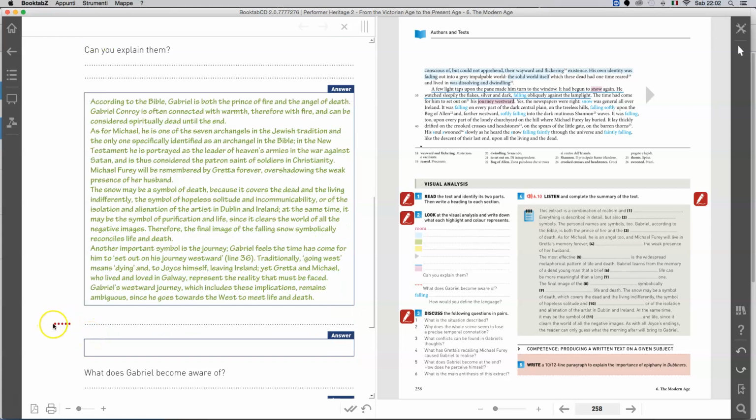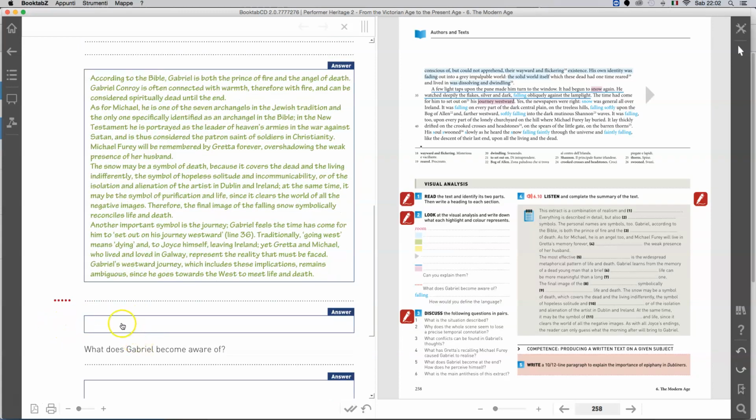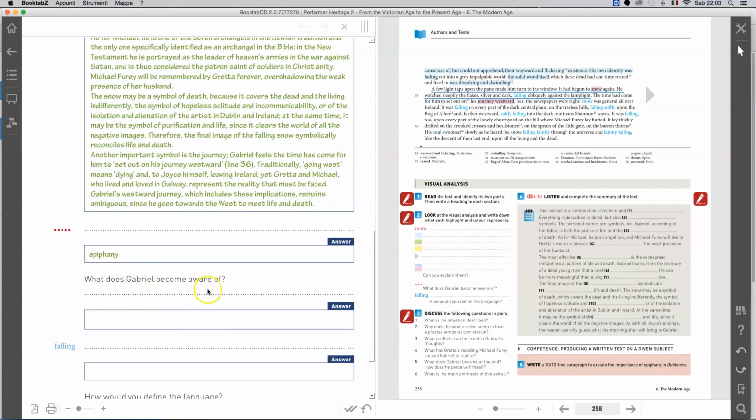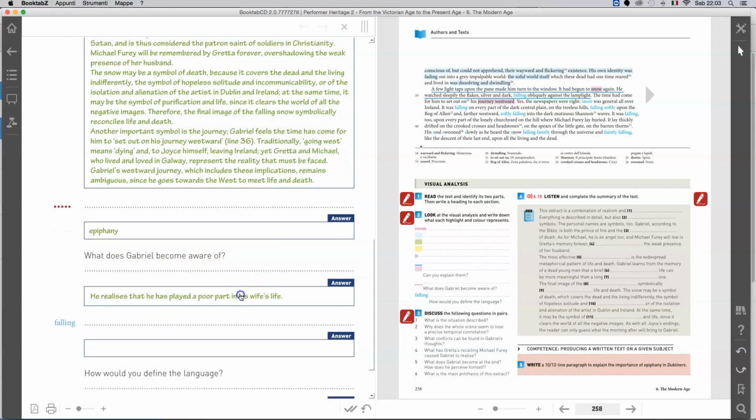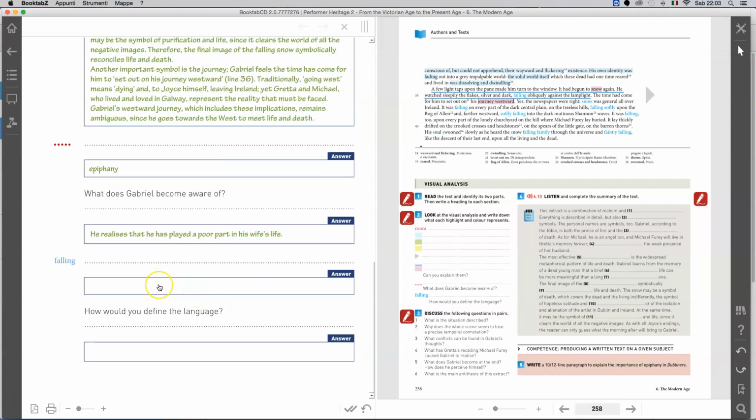As I said before, the red dots represent the moment of epiphany. What does Gabriel become aware of? He realizes that he has played a very poor part in his wife's life. The words in blue are examples of alliteration and chiasmus, which is the reversal of the word order. And what about the language? The language may be defined as poetic.